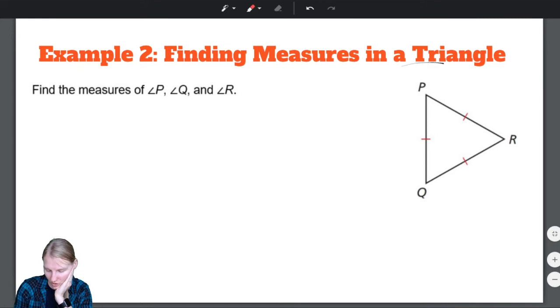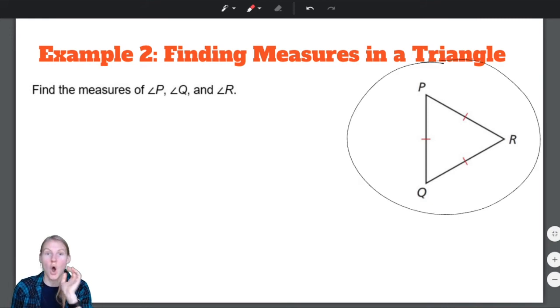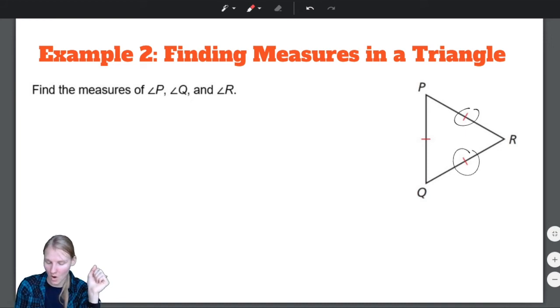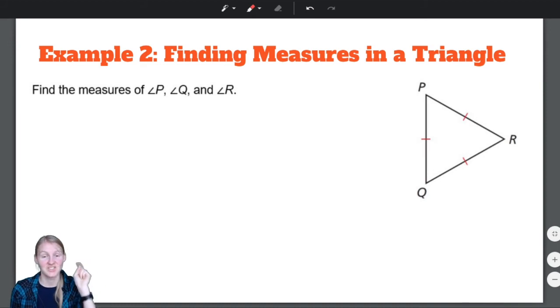Okay, well, let's look at our diagram. All the sides are congruent. Look at that. PR is the same as QR, which is the same as PQ. And if all the sides are the same, then all the angles are the same.